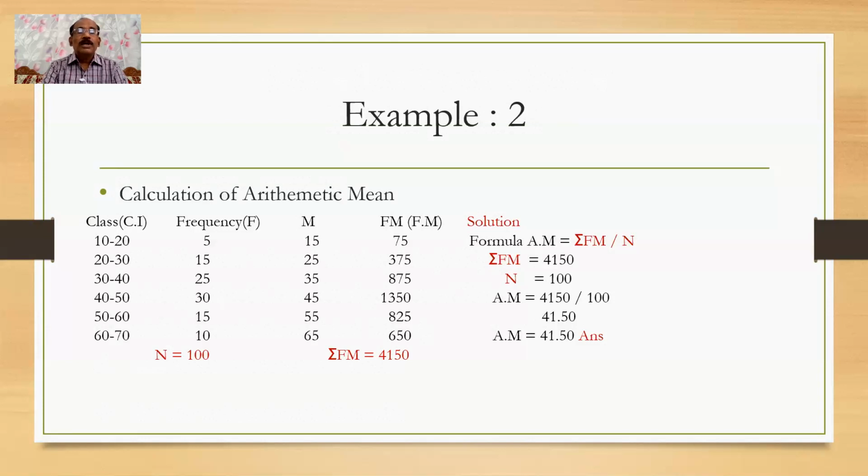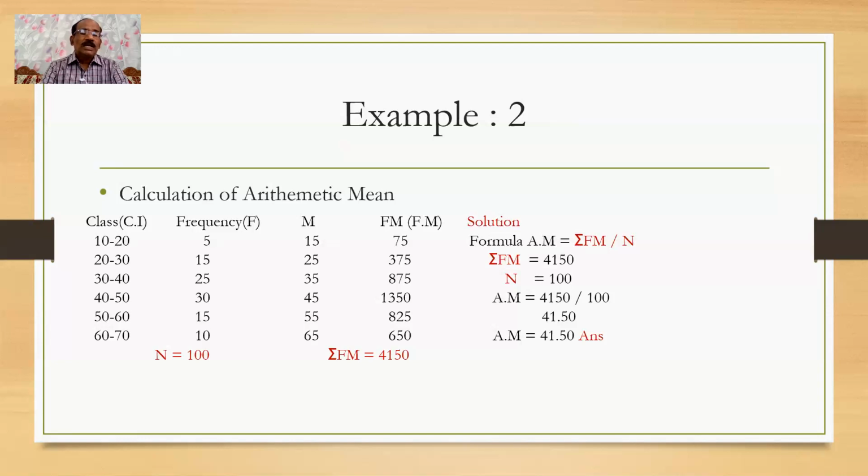First class mid value is 15. In the second class, 20, 30. Here 20 is the lower limit, 30 is the upper limit. Lower limit plus upper limit by 2 is equal to 20 plus 30 by 2 is equal to 50 by 2 is equal to 25. That means second class mid value is 25. For third class, 30 plus 40 by 2, that gives 35. 35 is the third class mid value.